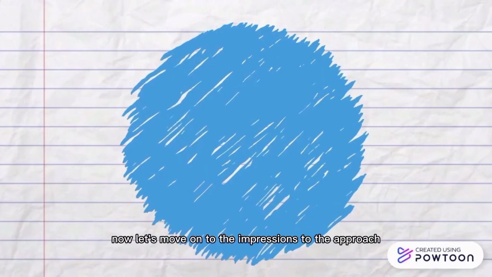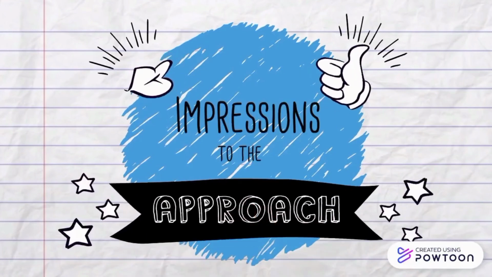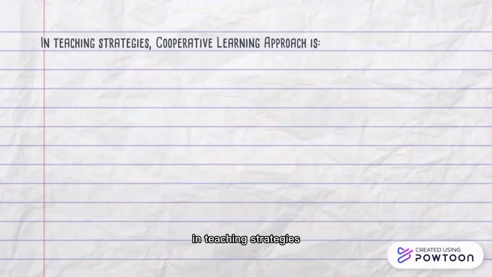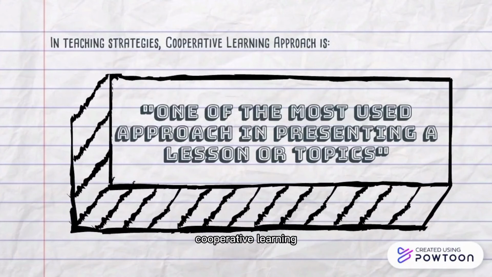Now, let's move on to the impressions of the approach. In teaching strategies, the cooperative learning approach is one of the most used approaches in presenting a lesson or topics. It enhances the mental capacity of the learners through interactive activities within the group. The learners' reading comprehension, interactive social skills, and sense of responsibility will improve and be enhanced through the cooperative learning approach.